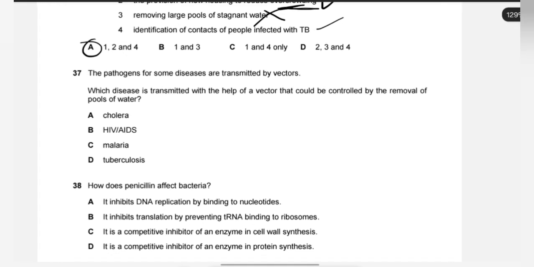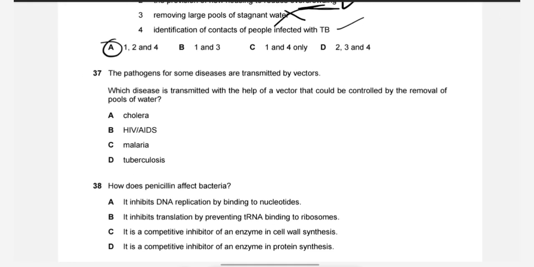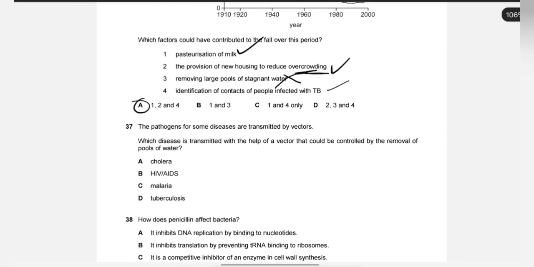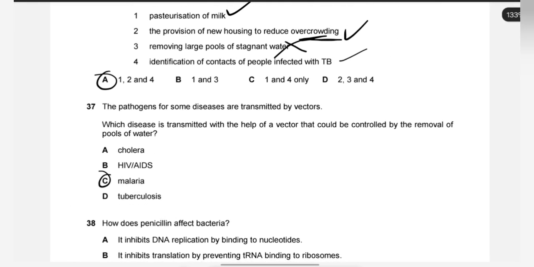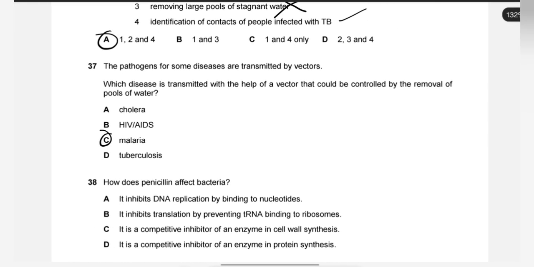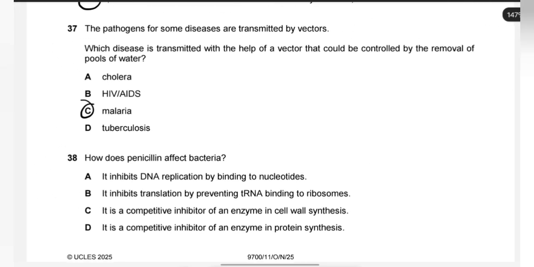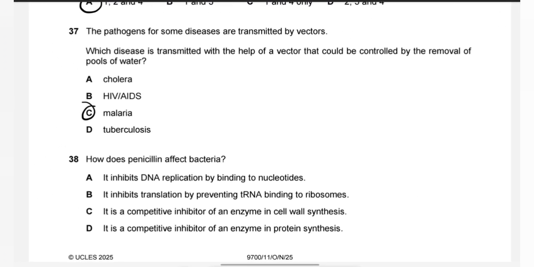And now on 37, it says the pathogens for some diseases are transmitted by vectors. Which disease is transmitted with the help of a vector that could be controlled by removal of pools of water? We've just talked about that here in the previous question, and that is malaria, of which the vector will be the female Anopheles mosquito, which lays its eggs in stagnant water. So if we remove the pools of water, then we can reduce it.